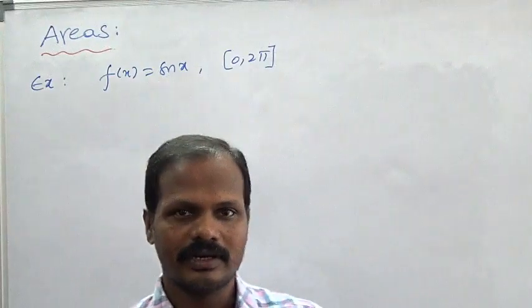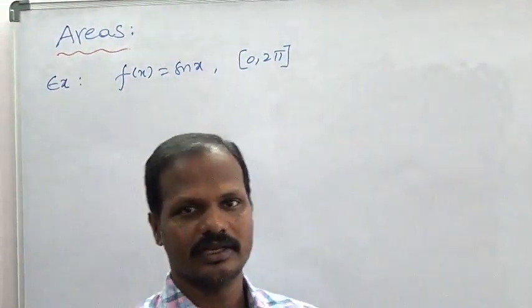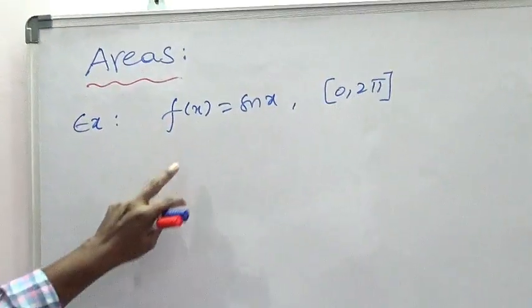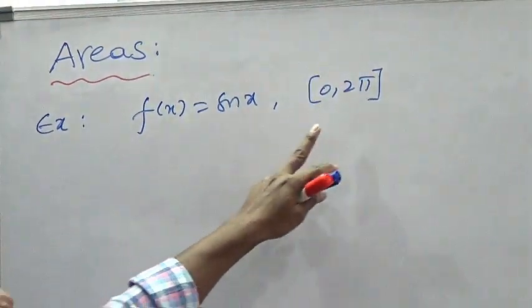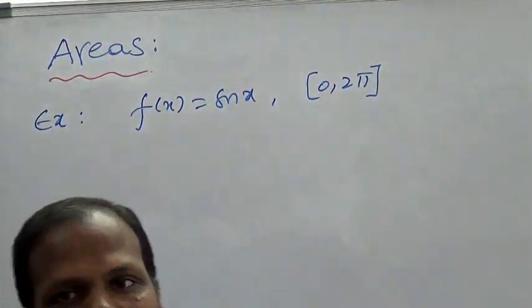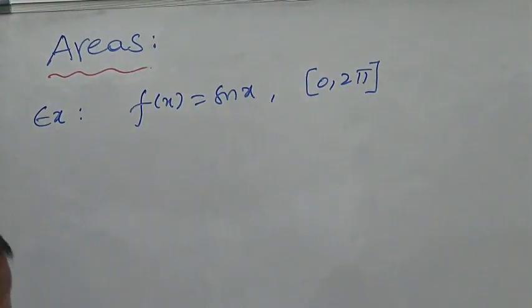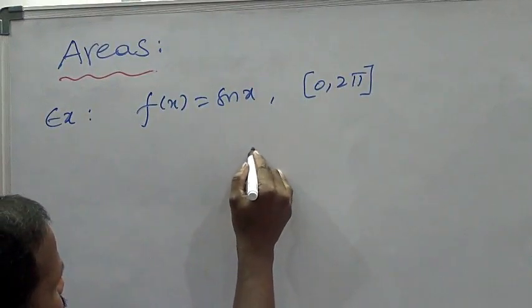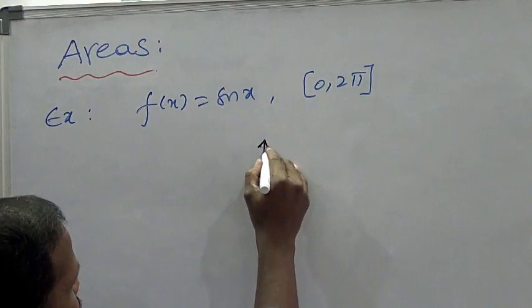So let us take some examples to find the areas under the curves. Find the area of f of x equals sin x in the interval 0 to 2 pi and the x axis. So first draw the graph. How is the graph of this function? We already discussed the sin x function in first year trigonometry.